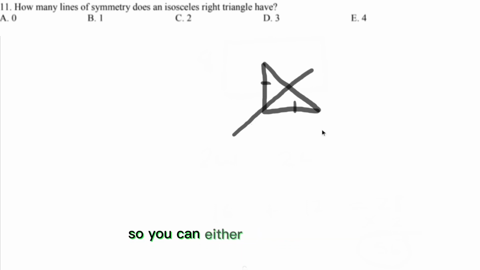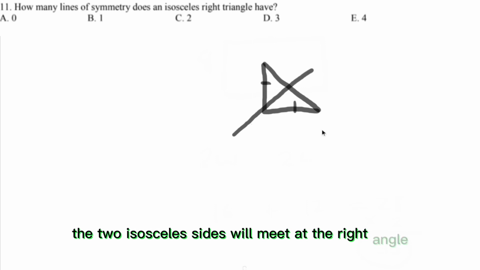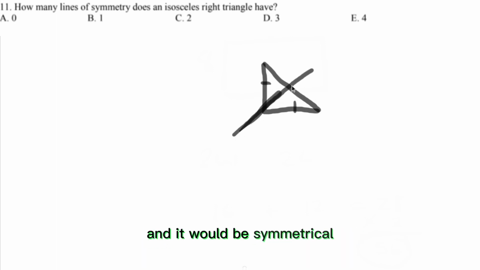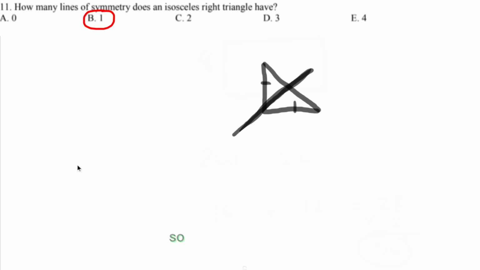So you can either memorize these or you can draw them out. I prefer to draw them out, but here you go. This is how you draw it out. So first, you draw out the isosceles right triangle. And since it's an isosceles right triangle, the two isosceles sides will meet at the right angle. Next, you just need to know that if they meet at the right angle and there's one other common side, there's only one way you can divide it and it would be symmetrical, which means there's only one line of symmetry. So that's your answer.